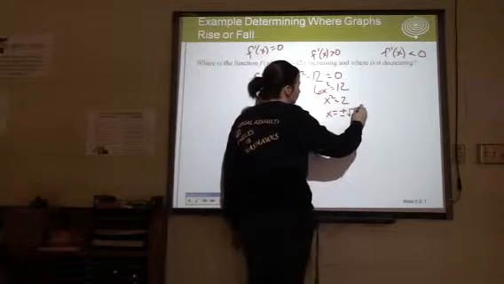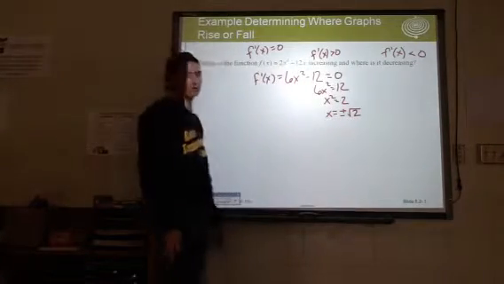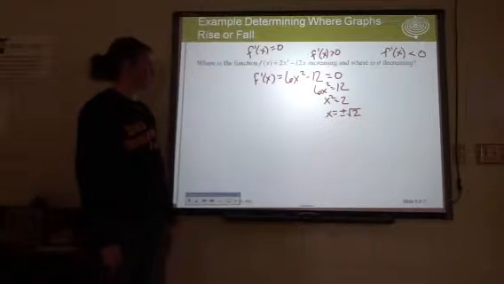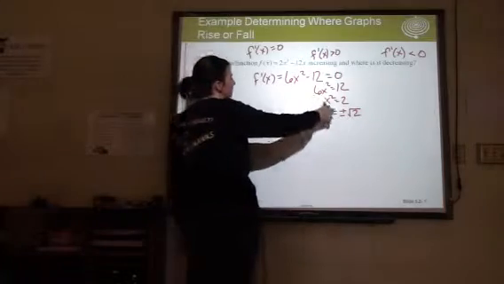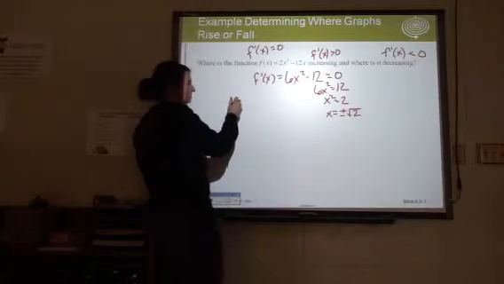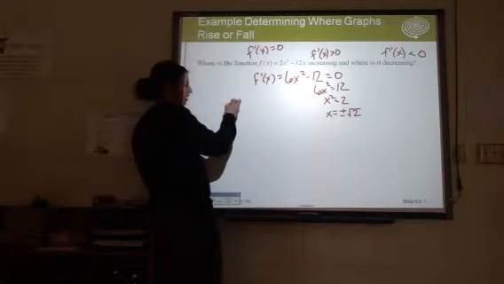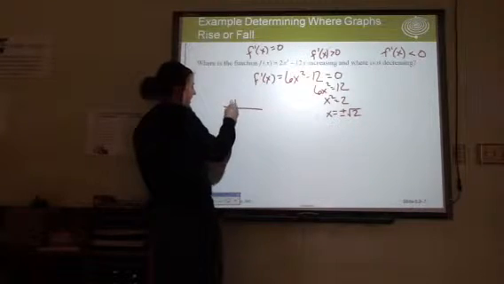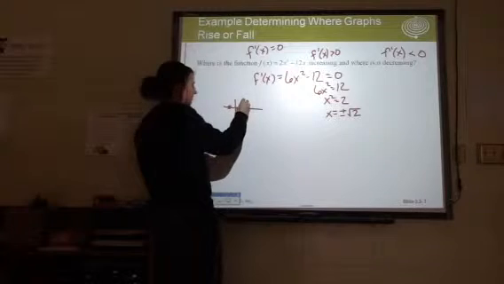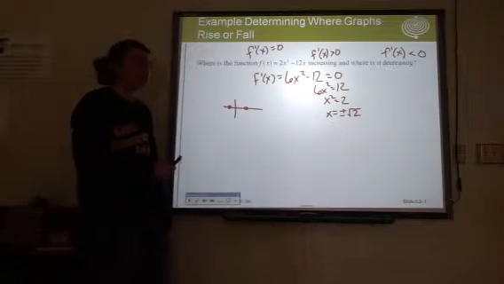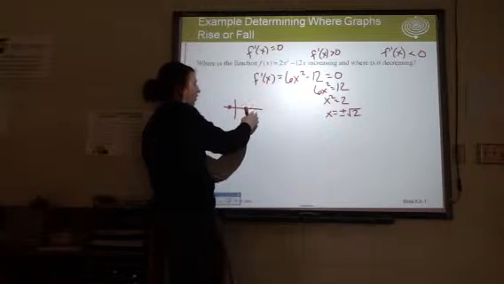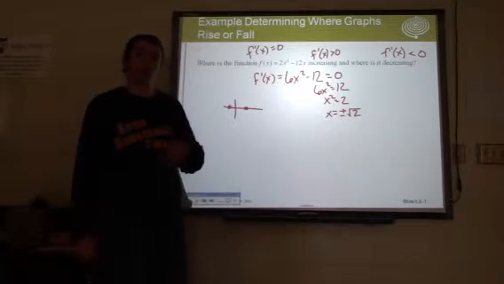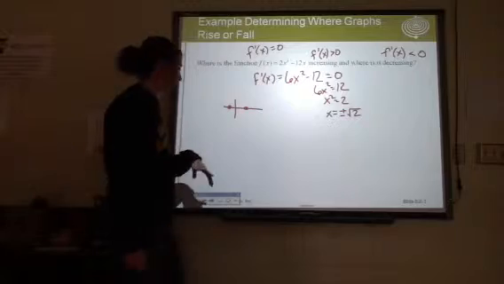Remember, we have two solutions. X equals plus or minus the square root of 2. So this is what I know, that this is my derivative, so my maximums and minimums are going to have to happen on those points. So I have just a quick sketch at negative square root of 2 and positive square root of 2, I have zeros. So I'm trying to figure out whether my graph is above or below on these different intervals to figure out where it's increasing and where it's decreasing.